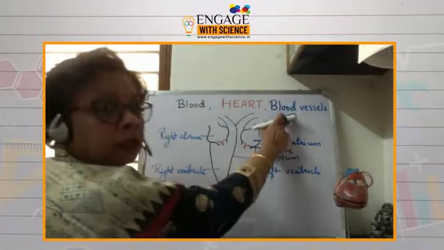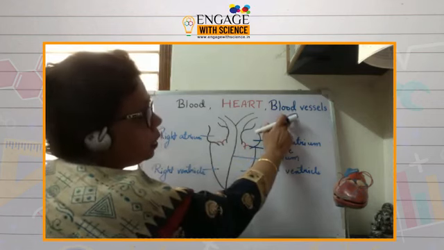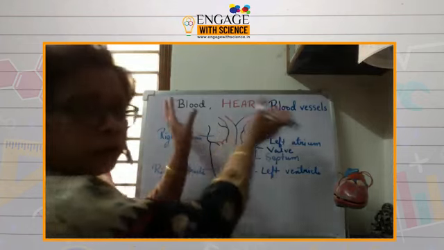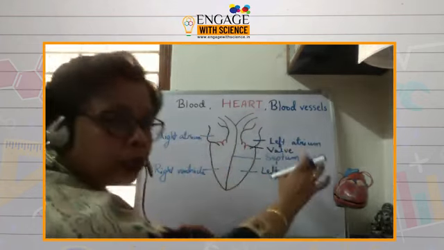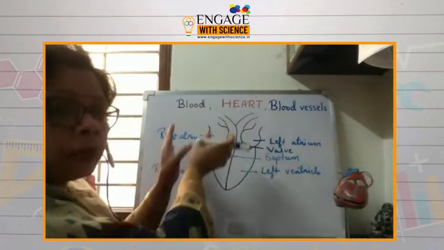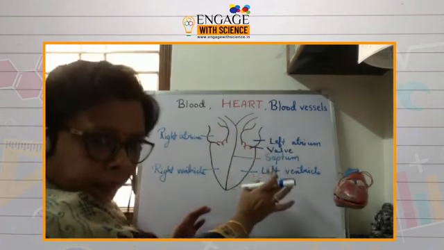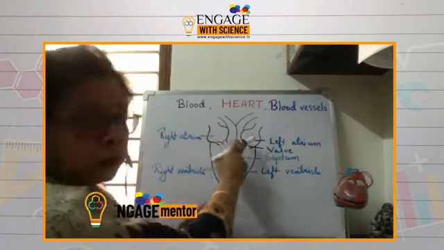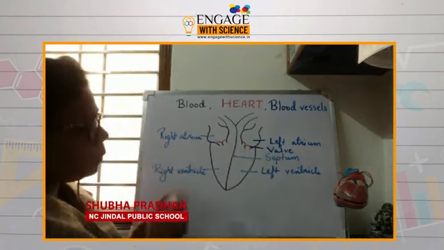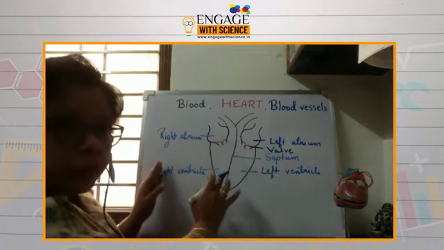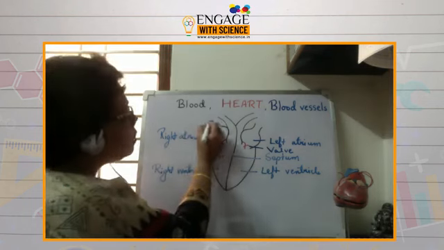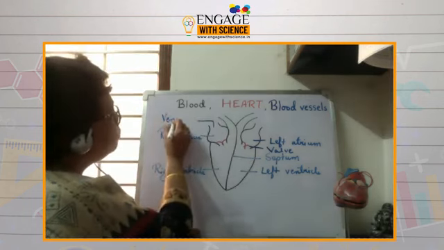Now, if we come to the third component of transportation system, by definition, all the blood vessels which are going away from the heart, taking the blood away from the heart, are called arteries, and all the blood vessels which are bringing the blood back to heart are called veins. Okay, so I'll tell you the major arteries and veins in heart. Now, from the body, the deoxygenated blood is collected by the right atrium through the major vein, which is called as vena cava.